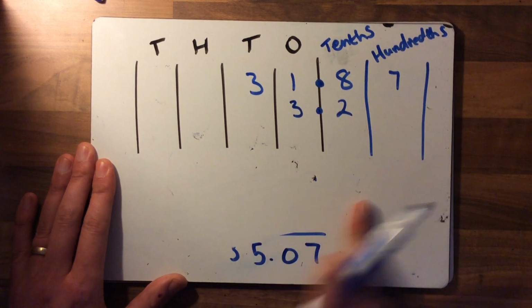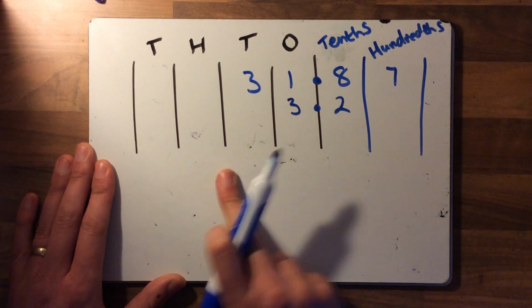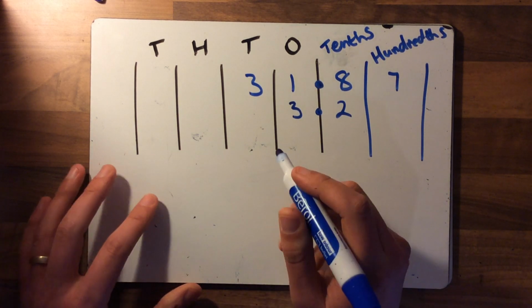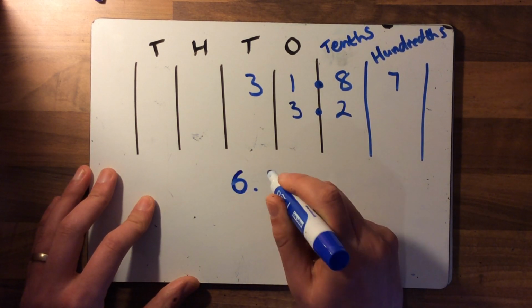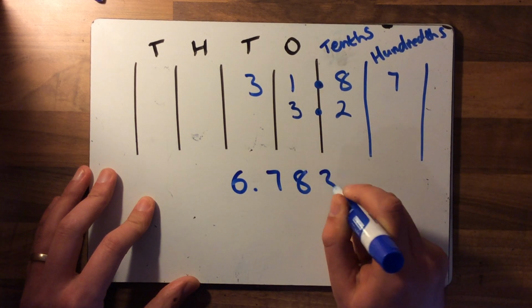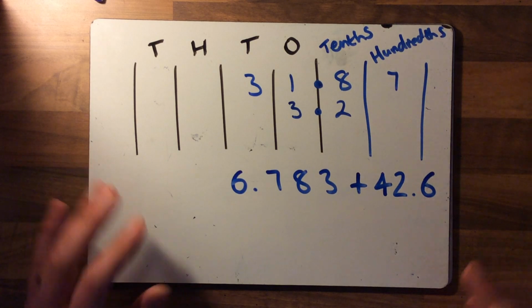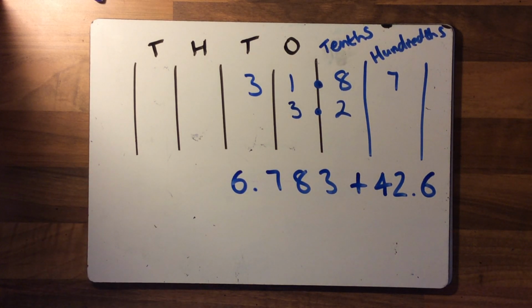So that's an addition. I'm going to write an addition for you now, year 6, just for you to have a go at. Okay, so let's have a go at 6.783 and 42.6. So could you have a go at that for me, year 6? Maybe pause the video there, have a go at this, and then unpause it to see if you get it right.